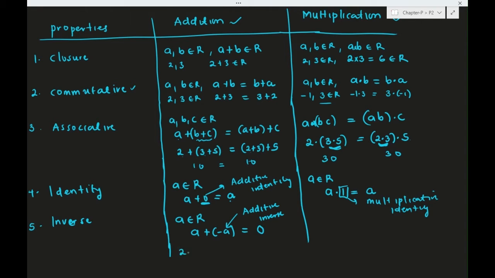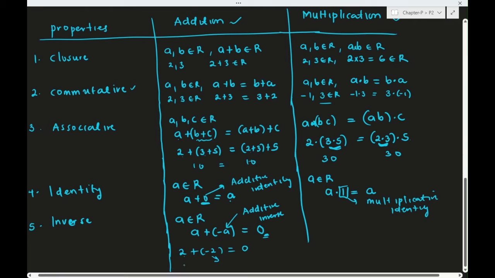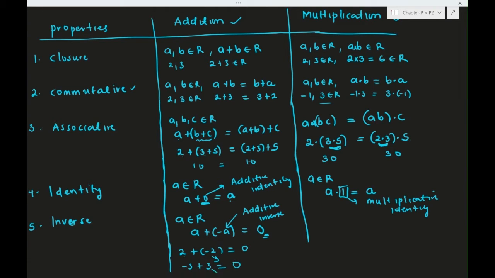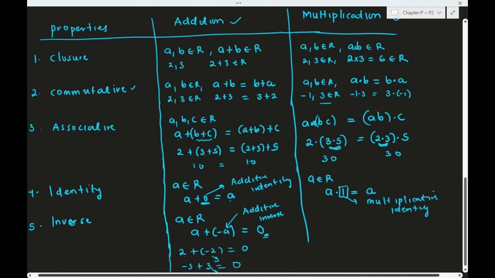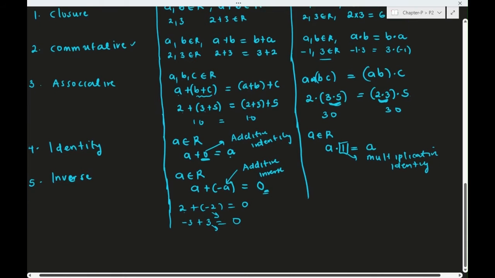For example, if you take 2, you see 2 plus minus 2 is going to give us 0, which, remember, is the identity. So we can say that minus 2 is the additive inverse of 2. If you take maybe 3, let's say we take minus 3, you see minus 3 plus 3 is going to give us 0. So it means that 3 is the additive inverse of minus 3.